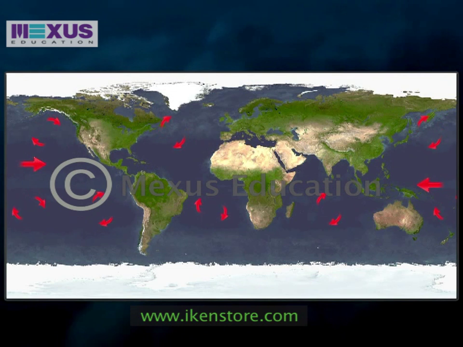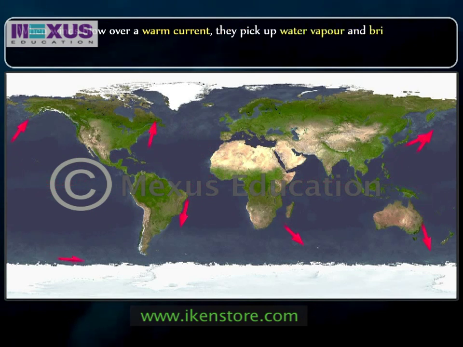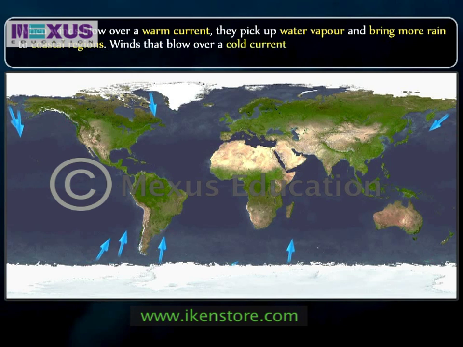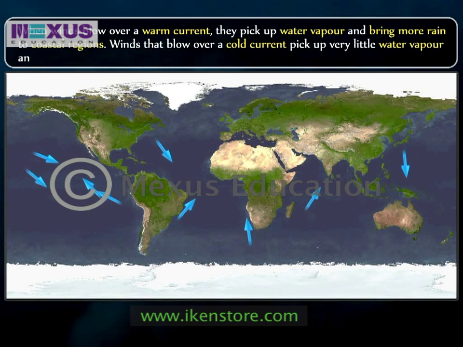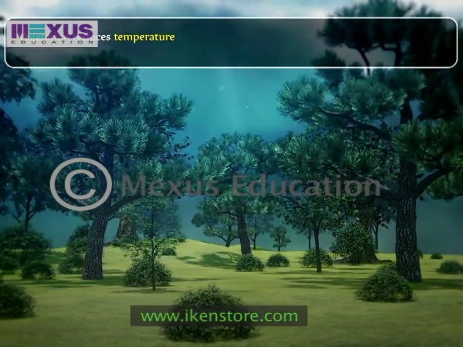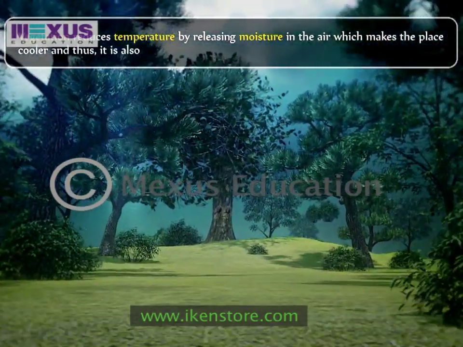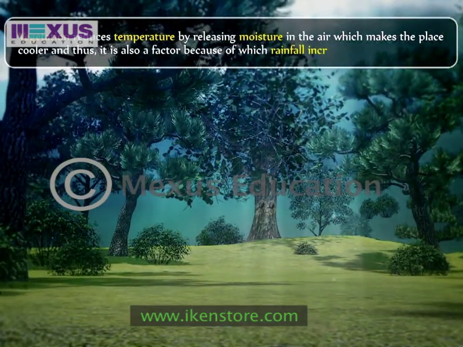Ocean currents also show their effect on rainfall. This effect is especially felt in the coastal areas, which have onshore winds. When these winds blow over a warm current, they pick up water vapor and bring more rain to coastal regions. Winds that blow over a cold current pick up very little water vapor and give less or no rainfall at all. Vegetation reduces temperature by releasing moisture into the air, which makes the place cooler, and thus it is also a factor because of which rainfall increases.